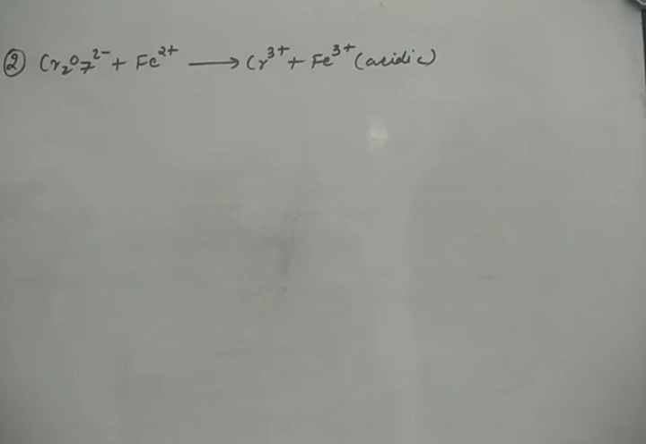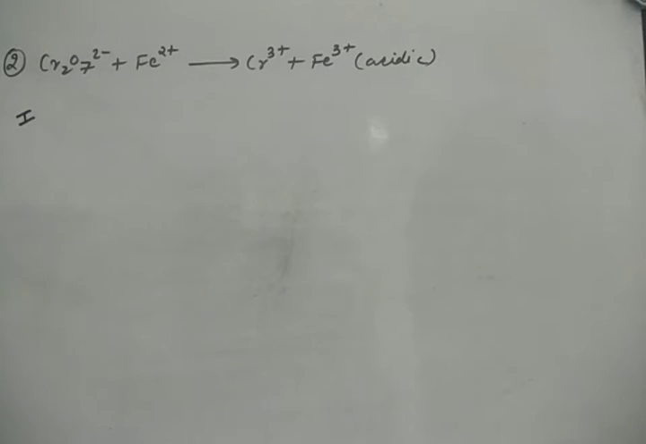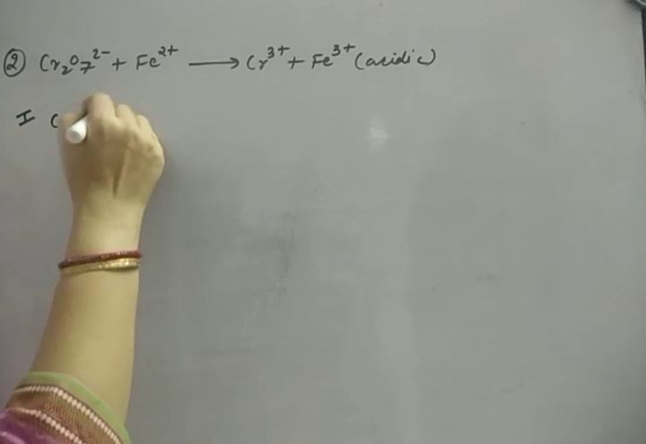The next is Cr2O7²⁻ plus Fe²⁺ gives Cr³⁺ plus Fe³⁺, and this equation is also in acidic medium. So what is the first step? We have to write the unbalanced equation. So I am writing the skeletal equation here again.